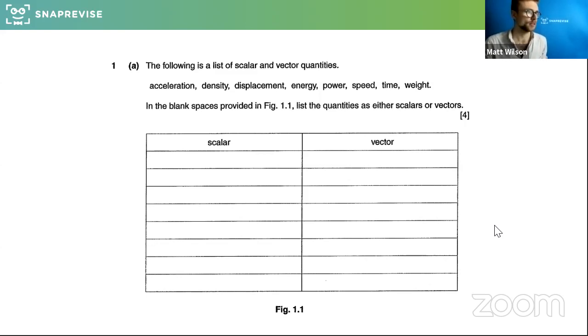Acceleration, a vector or a scalar? Yeah, absolutely right. Vector. So what is a vector? A scalar is a thing that is described by a number, and a vector is a thing described by both a number that says how big it is, and also a direction. So with acceleration, we always say our acceleration in a particular direction. So acceleration is a vector.